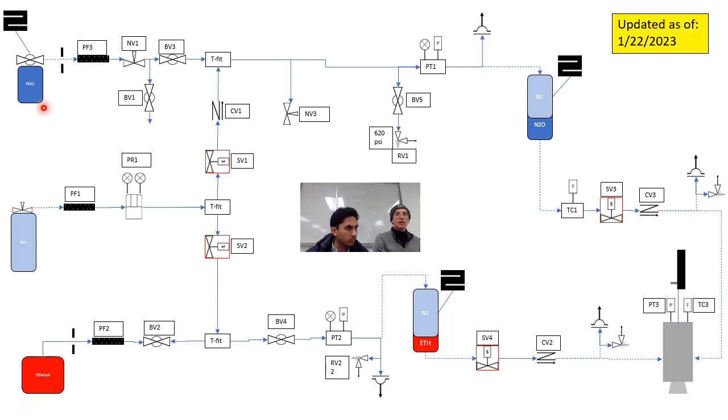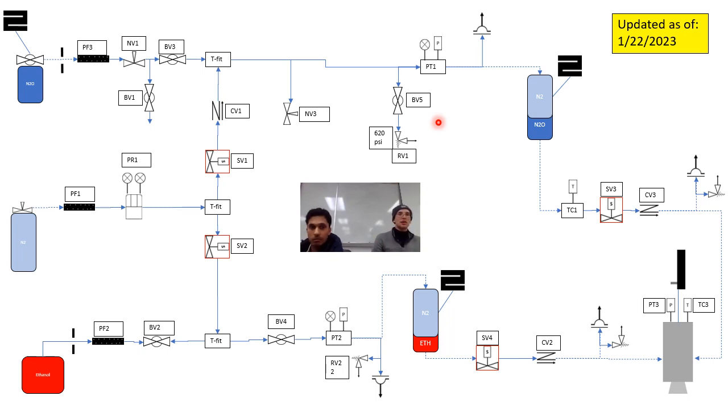One really important thing that I didn't mention earlier: we already know NV3 has been closed. We want to ensure that BV5 has also been closed. The reason we want to close BV5, and the reason BV5 exists at all, is for this filling process specifically, because we know that this system will be pressurized at above 620, which would normally cause this pressure relief valve to go off and lower the pressure.